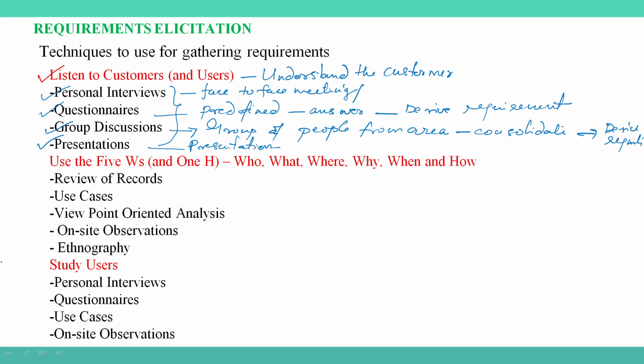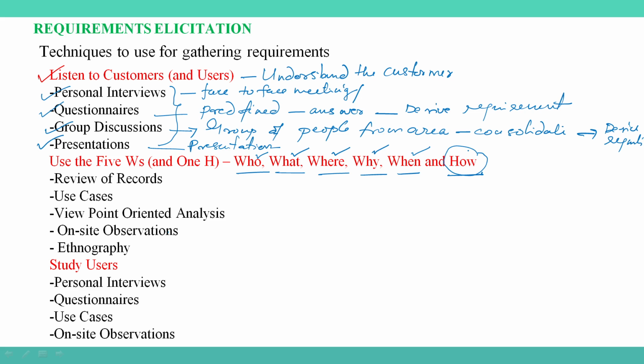Then another technique is to use 5 W's and 1 H. That is who, what, where, why, when and how. So that means who is doing something, what is to be done, where it is applied, why it is required, when it is required, and how it is done. These 5 W's and 1 H are to be answered.